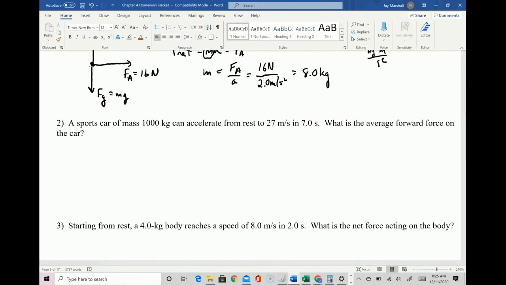A sports car of mass 1,000 kilograms can accelerate from rest to 27 meters per second in 7 seconds. What is the average forward force on the car? What's the force on the car? It's a little bit of a different thing here. What are my forces? What are the forces that we're aware of?